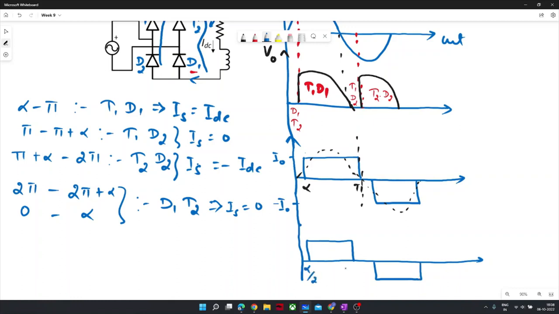Alpha by 2, pi minus alpha by 2, pi plus alpha by 2, 2 pi minus alpha by 2. So it is symmetric about this pi axis. We made it symmetric so that we can easily compute the Fourier series of this waveform. And now its Fourier series will be this symmetric 2 pi.